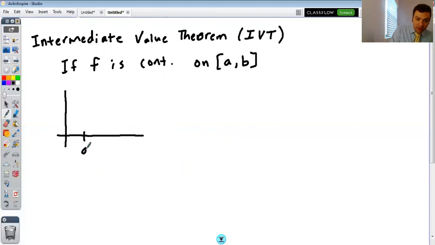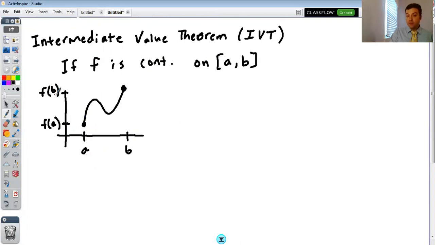Okay, so here's a. Let's say this is b. And let's say your function, it could look like anything, right? Let's say it's going to go from here to here. Maybe it looks like this. So what the intermediate value theorem says is that because this function is continuous, as we go from a to b, this graph will pass through every y value between f of a and f of b, right?